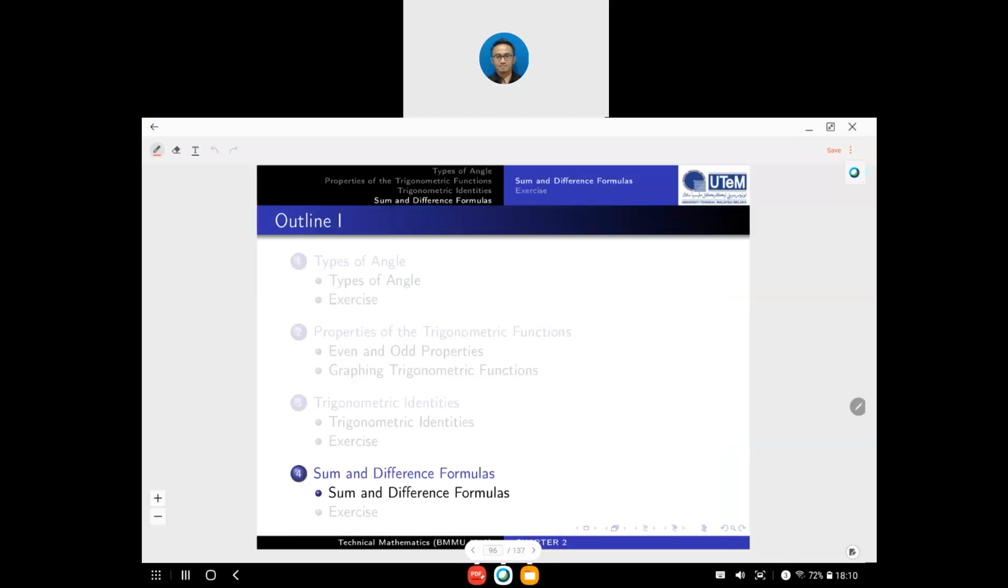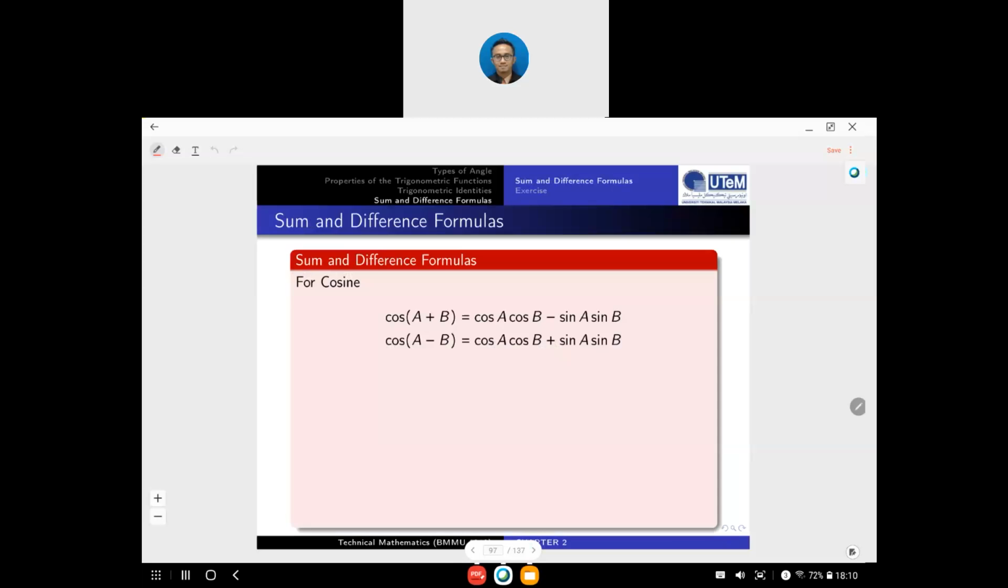Okay, the last one is sum and difference formula. Okay, sum and difference formula also formulas. So kena ingat juga formulas lah. Okay, the first one for cosine. Okay, for cosine formula, if you have cos A plus B, okay, cos A plus B is equal to cos A cos B minus sin A times sin B. If you have cos A minus B, it become cos A cos B plus sin A sin B. This one for cosine.